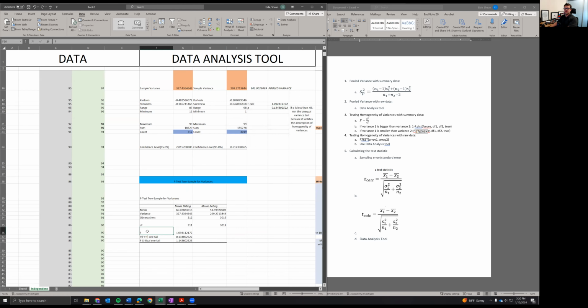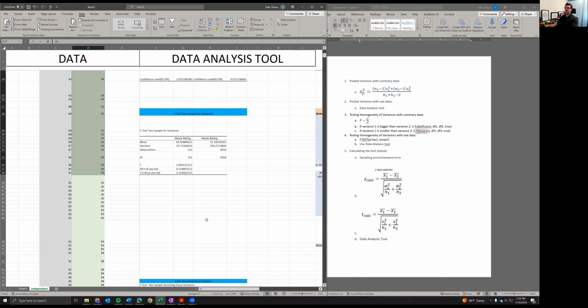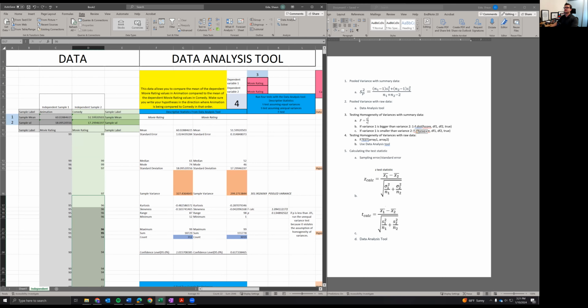And once again, it gives me F of 0.109, it gives me the p-value of 0.13, just like what we had right here. And because this is not less than 0.05, we do not violate that assumption. In other words, these variances are similar enough that we can compare sample one to sample two. If it was less than 0.05, we would be running something else. So, and I'll show you that in just a minute.